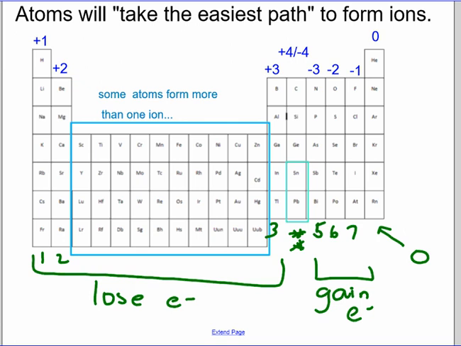The noble gases already have complete outer shells and do not gain or lose electrons. Noble gases always have a charge of 0. They do not form ions. The transition metals are actually capable of forming more than 1 ion. And we'll discuss how and why that is in grade 12.